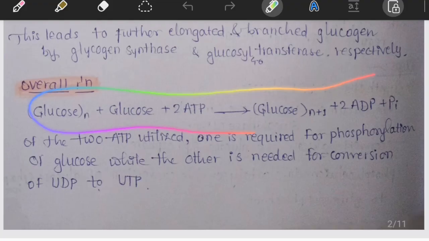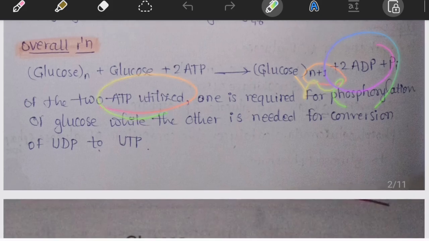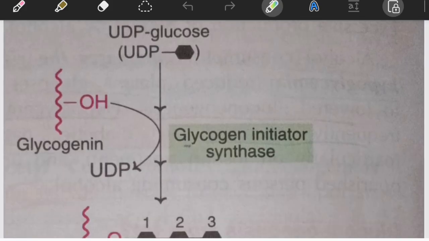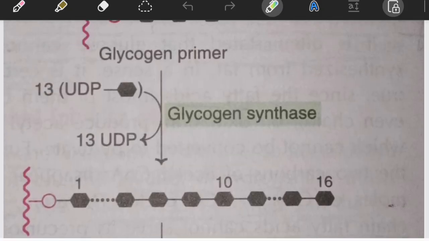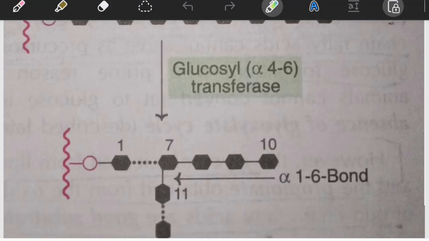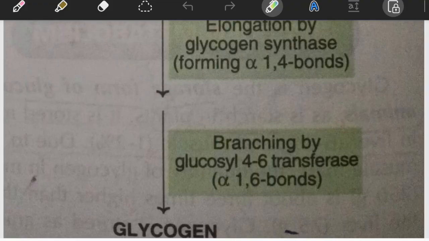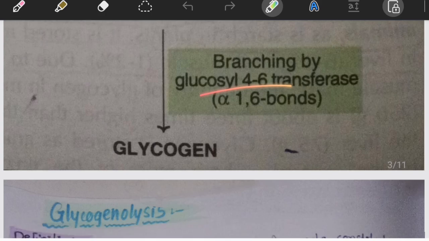Here is the overall reaction for glycogenesis. It requires 2 ATP: glucose plus glycogen (n) gives glycogen (n plus 1) plus 2 ADP. 2 ATP are utilized: one is required for phosphorylation of glucose, while the other is needed for conversion of UDP to UTP. Here is the whole reaction for glycogenesis. Here is the glycogen synthase enzyme, and here is the transferase enzyme, glucosyl alpha 4 6 transferase. Here is the elongation by glycogen synthase, and here is the branching by the glucosyl 4 6 transferase.